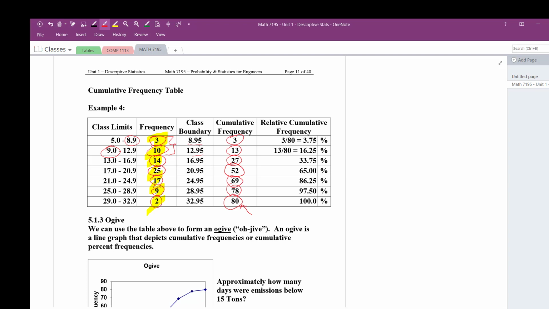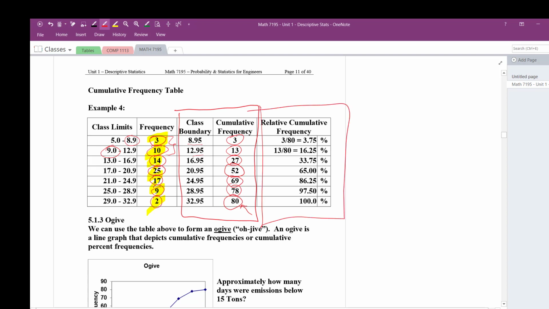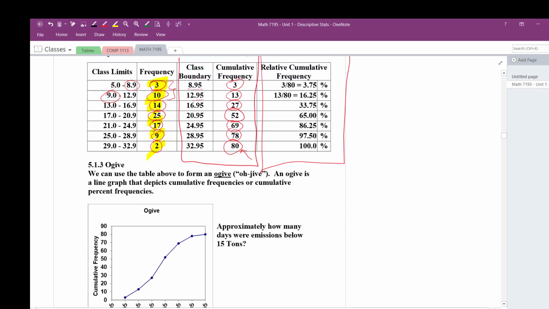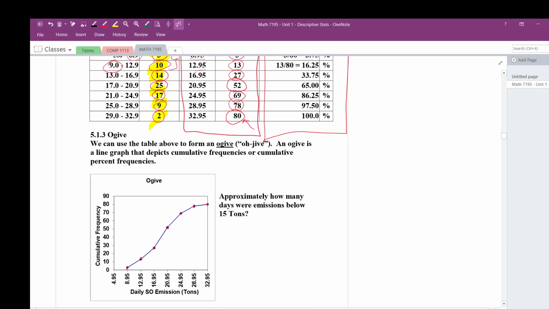We can then make a plot of these cumulative frequencies, which we could also convert to a plot with percentages, just like we did with the histograms, and create this thing called an ogive. So I plotted the 3 and the 13 and the 27 and the 52 and the 69 and the 78 and the 80. And we get this ogive.